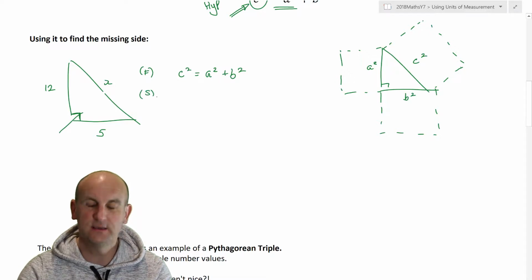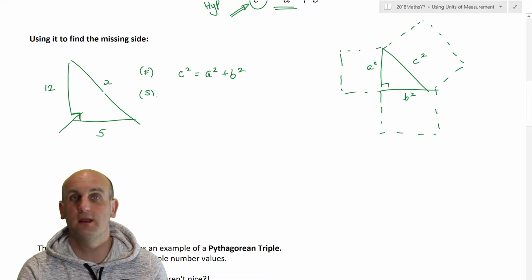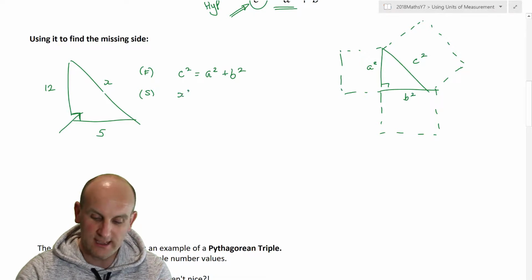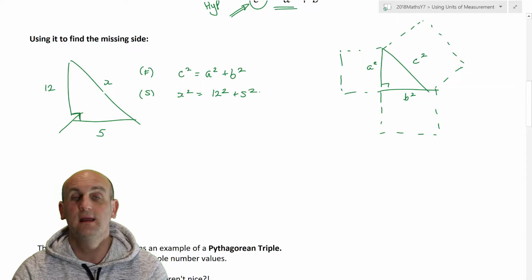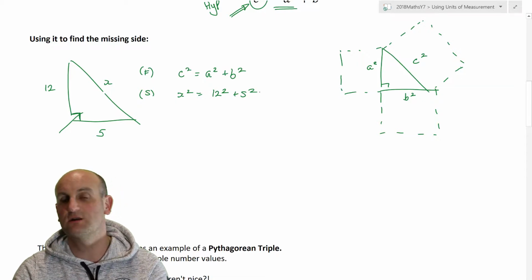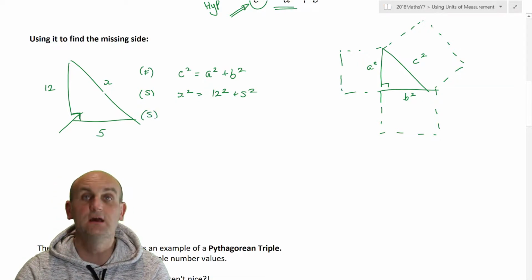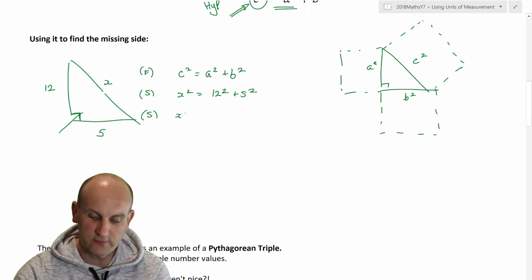Now I'm going to substitute. I'm going to take the values that are on my triangle and substitute them into my equation. So I get x squared is equal to 12 squared plus 5 squared. Now, solve. Well, I can't solve yet because I'm going to do another S for simplifying. So we've got x squared, can't simplify that.